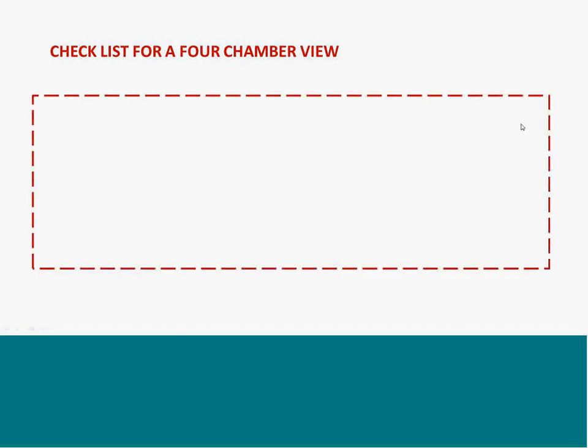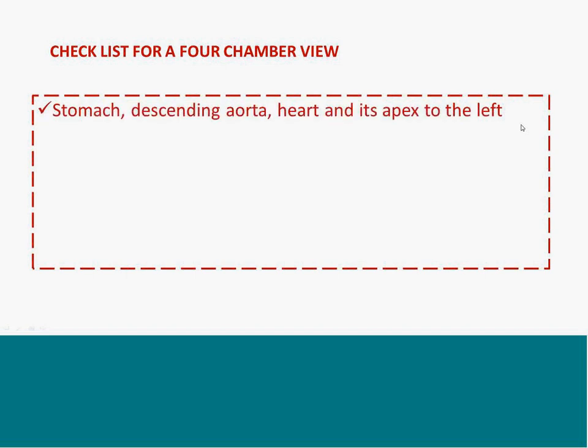The main 4-chamber view is satisfactorily done. To start with, you make sure that the stomach, the aorta, the heart, and the apex of the heart, everything is lying to the left. The right atrium is to the right of the left atrium, and the right ventricle is to the right of the left ventricle. Now, how do you decide what is right and left?